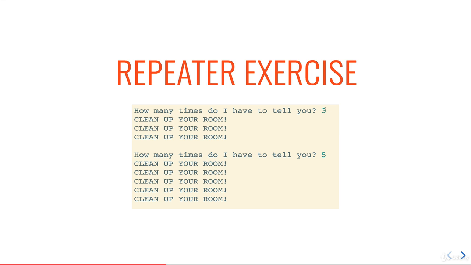So our little program here is going to ask, how many times do I have to tell you? And then the user inputs a number, in this case 3, and then "clean up your room" is printed 3 times. If you don't want to do "clean up your room," you could just print out "hello" X number of times, 3 times or 5 times. But the idea is we're taking a number in and we're just going to print something out that number of times. A very, very simple exercise.